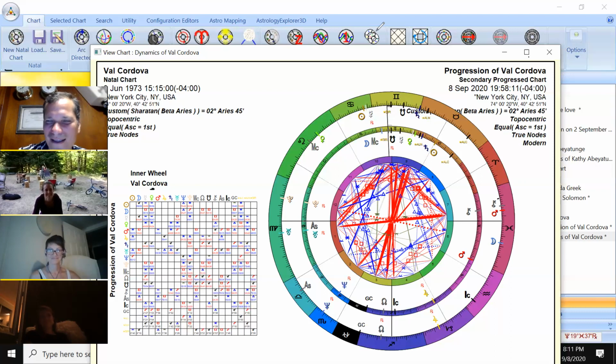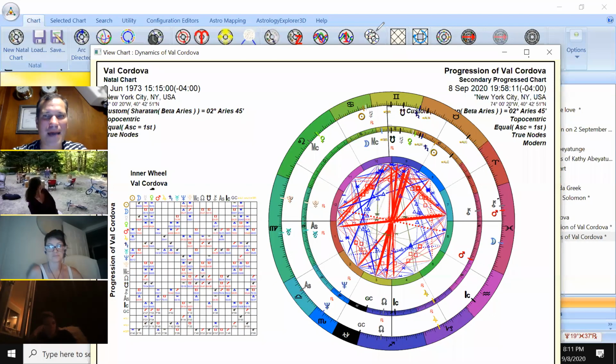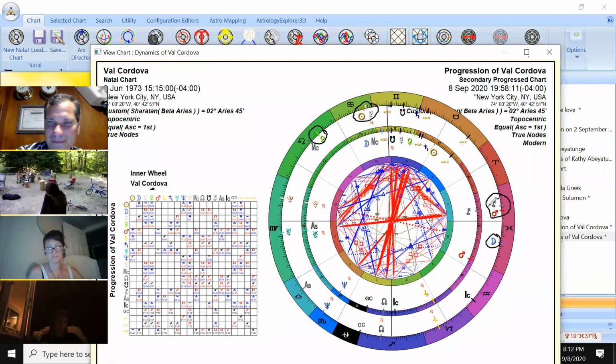Okay. So now, to bring Val's point forward, with progressions you want to look at the faster moving planets, because they're the ones moving the fastest. Those are called the personal planets as well. So you have Moon, you have Sun and Mercury. Those are the inner planets, and you have Venus. And where is Mars? And you have Mars. Oh wow, it's conjunct Chiron.